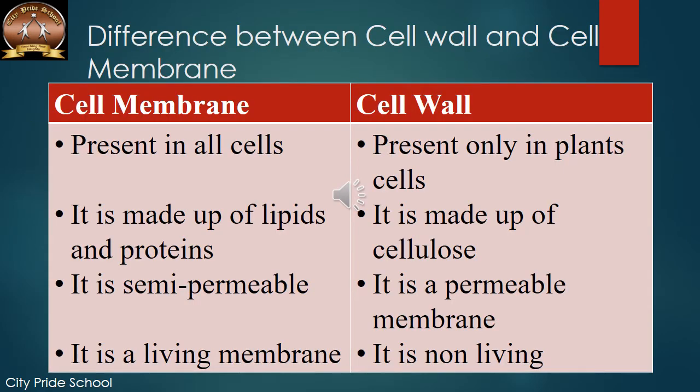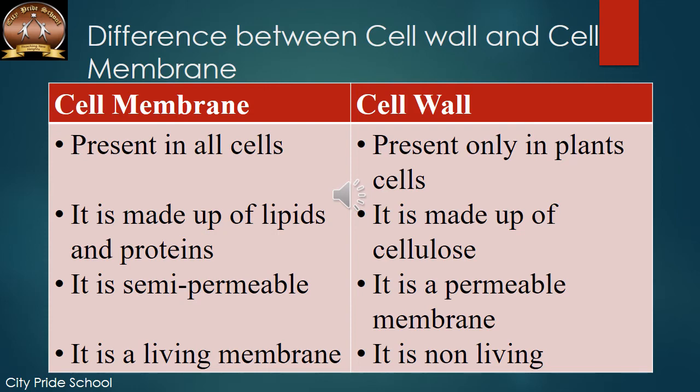Now, as we spoke about the cell membrane, there is another outer covering present in the plant cells, which is called the cell wall. So in the case of plant cells, we have two coverings. One is the cell membrane, which we said was selectively permeable and made up of lipids and proteins. Outside this, there is another covering termed the cell wall. This is made up of cellulose and is a permeable membrane.